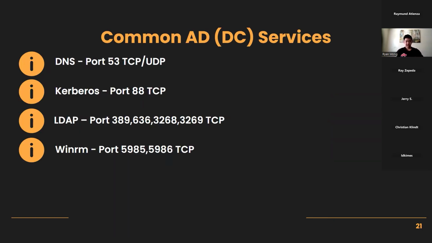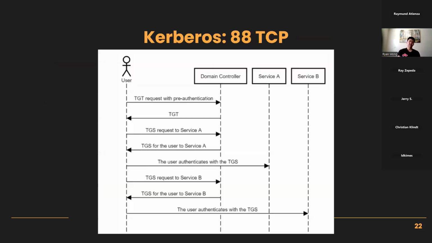So common AD services are going to be DNS, Kerberos, LDAP, and WinRM. DNS, just domain name service. I'm pretty sure most of you know what it does, so I'm going to skip over that. But Kerberos has quite a few steps in how it works. Whenever you're dealing with Kerberos, you're going to have like 4 to 6 steps.